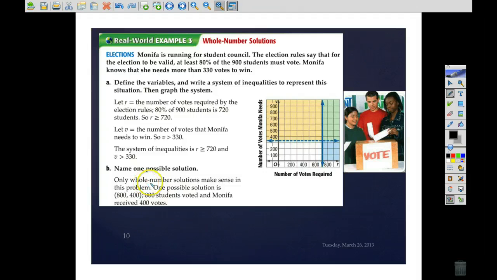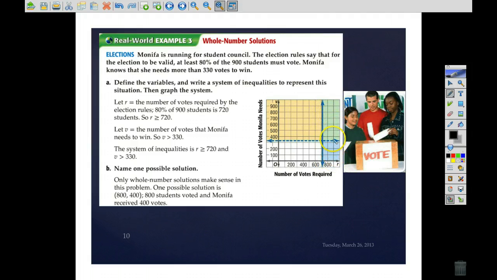Okay. Name one possible solution. Only whole number solutions make sense in this problem because there's no such thing as half a vote. One possible solution is (800, 400). 800 students voted, and she receives 400 votes. So anything that's in this green shaded area is a possibility.